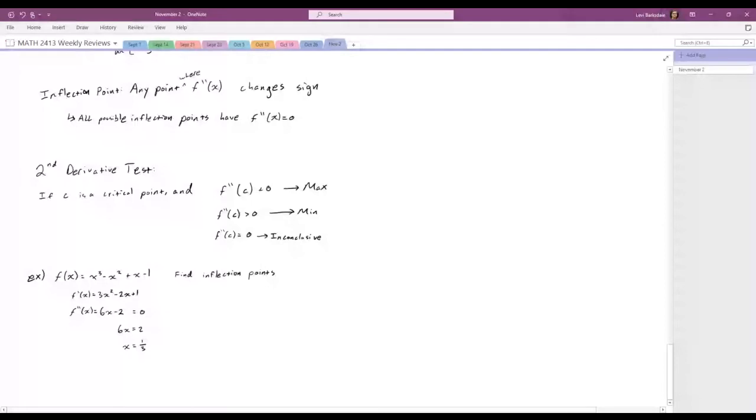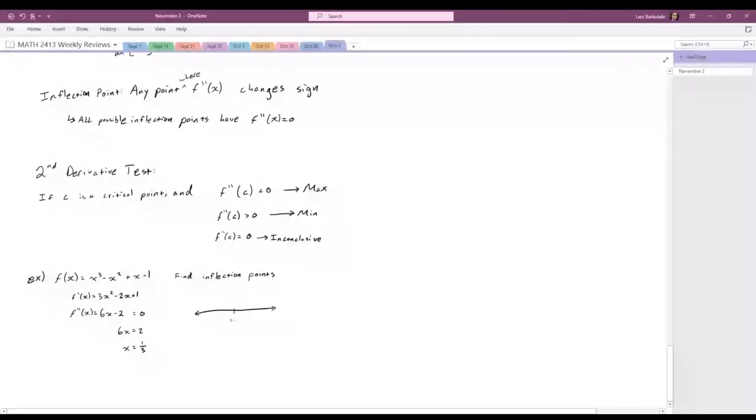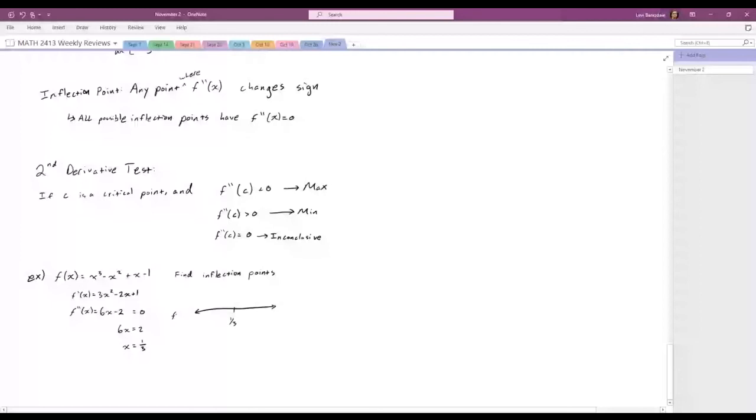To check that it's an inflection point, I would need to make sure that the sign of my second derivative changes. So if I just make a brief little number line, I can see that when I plug in an x value smaller than 1/3, I would get something smaller than 2. Subtract 2 gives me a negative number. And when I plug in x values larger than 1/3, I would end up with a positive number out. Okay, so here I have concave down, here I have concave up. Because my concavity changes, x equals 1/3 is an inflection point.